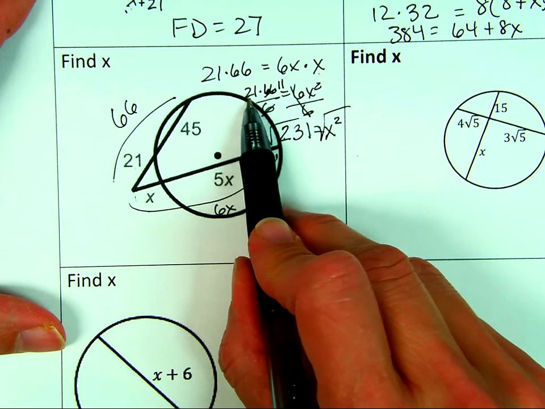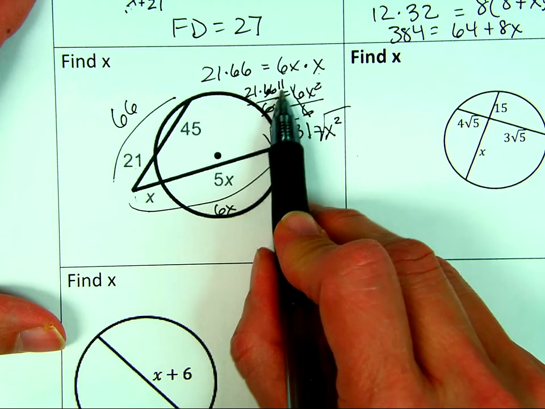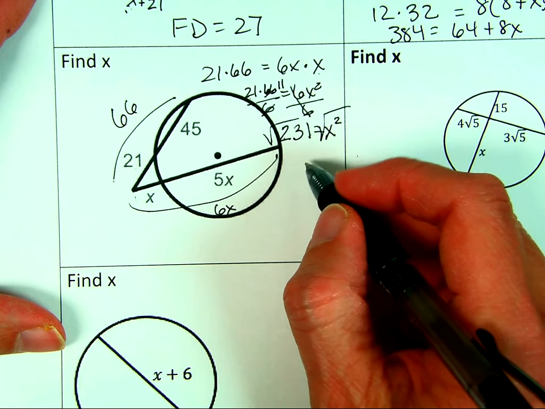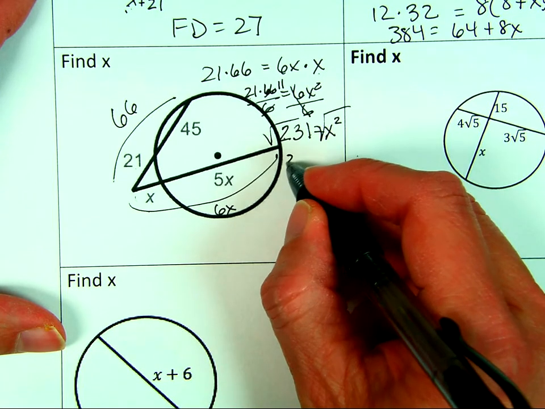That's 3 times 7 times 11. Those are all prime, and nothing is a perfect square factor. I don't have any common factors. This is just 3 times 7 times 11.